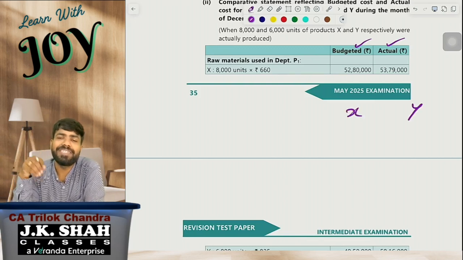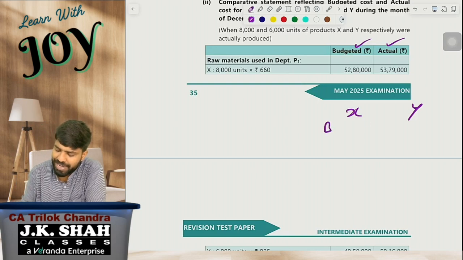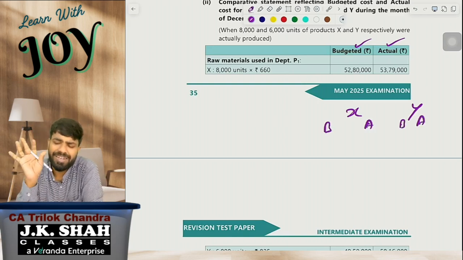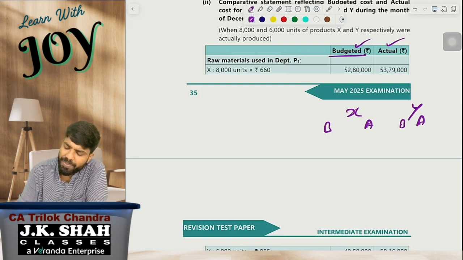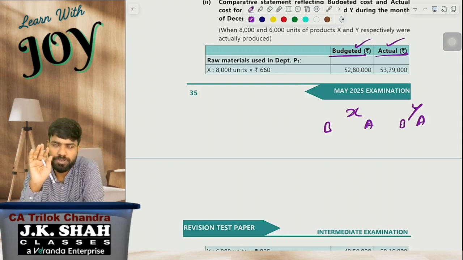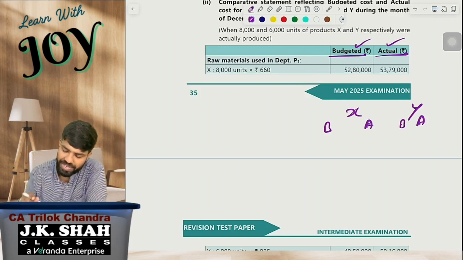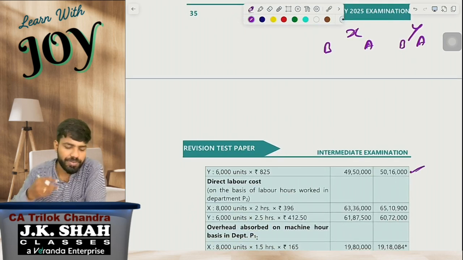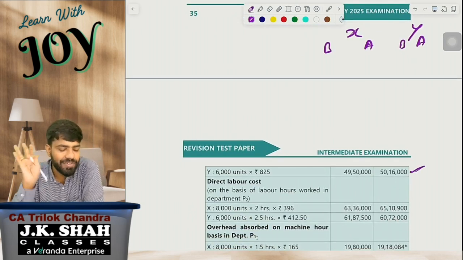If they would have taken X and Y separately, X budget actual, Y budget actual, it would have been a better presentation. But what they did, they took budgeted information, actual information. First they wrote X values and then they wrote Y values. First, material. Look at the question. They have given the actual of X. How much is the actual of X? 53 lakh 79,000 and actual of Y 50 lakh 16,000, directly given in the question.